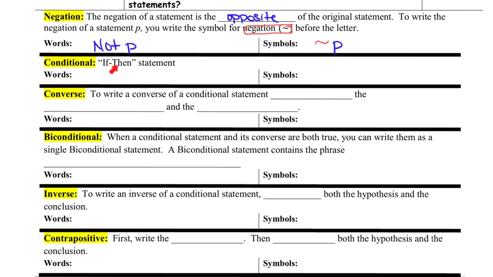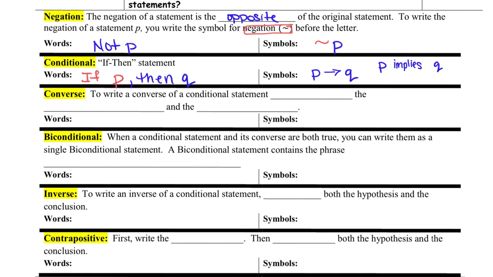Conditional statements we are familiar with. These are our if-then statements. So if we're using P and Q, we have if P, then Q. In symbols, you would write it like this: P with an arrow and Q. This means that P implies Q.